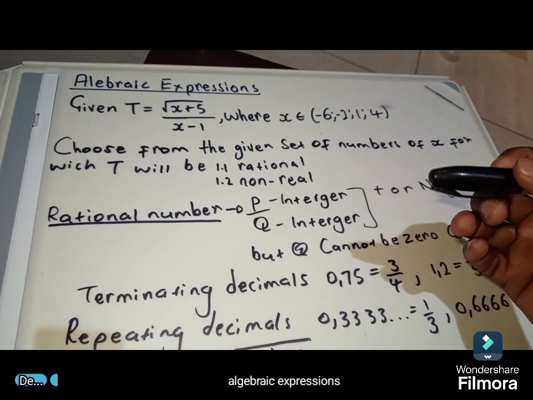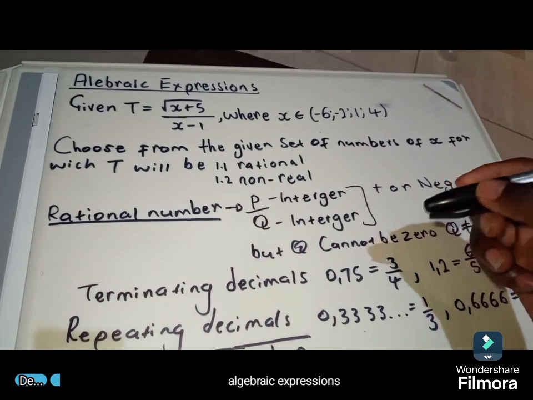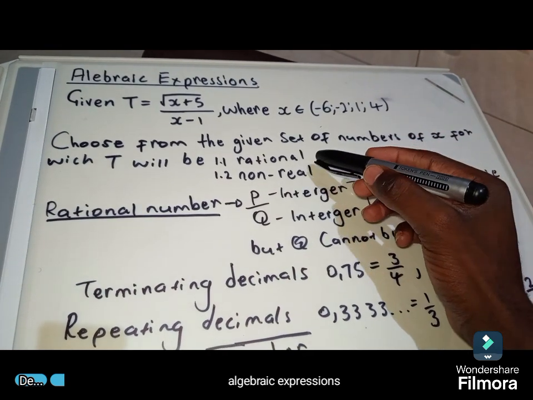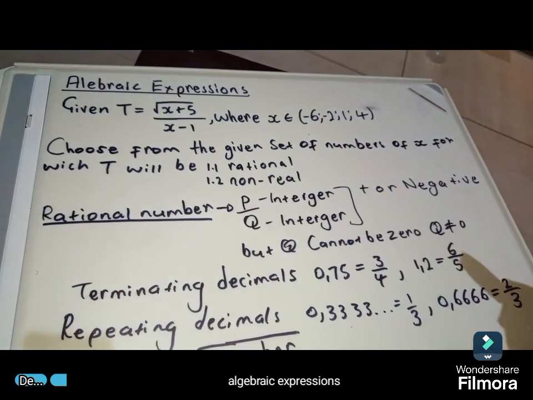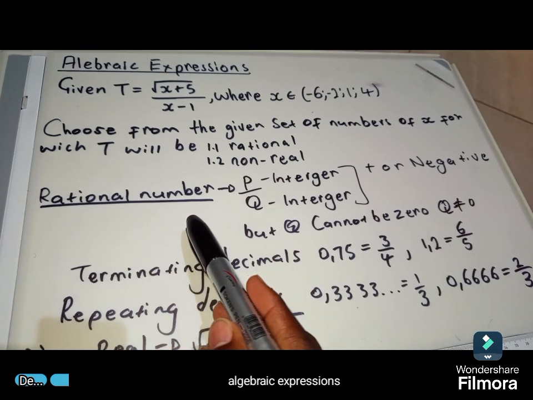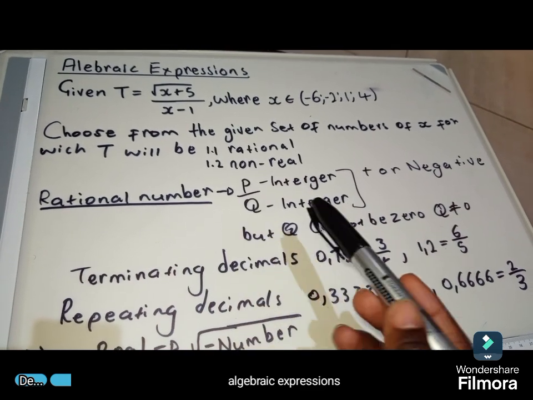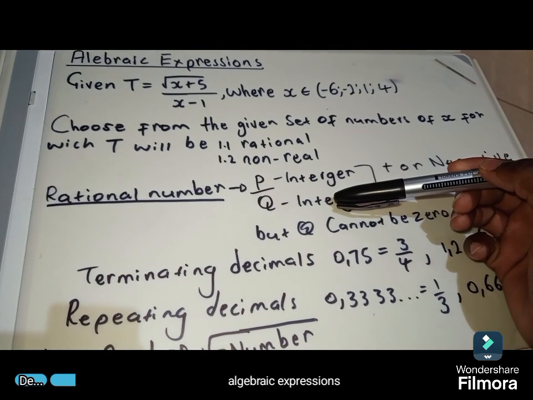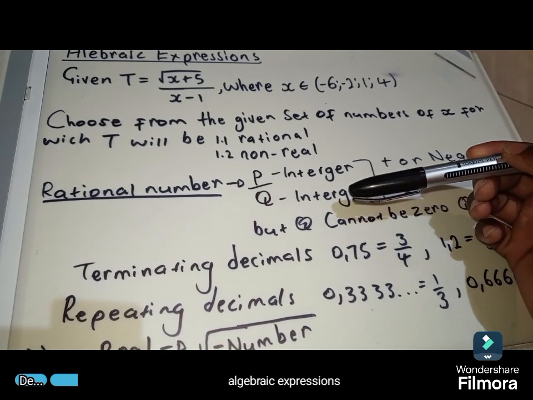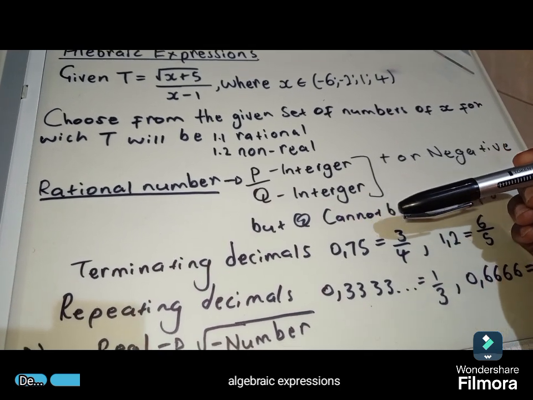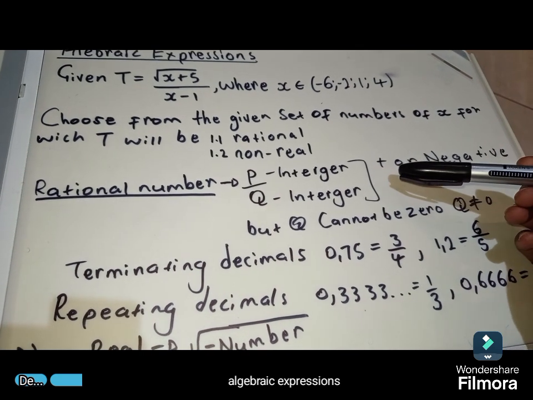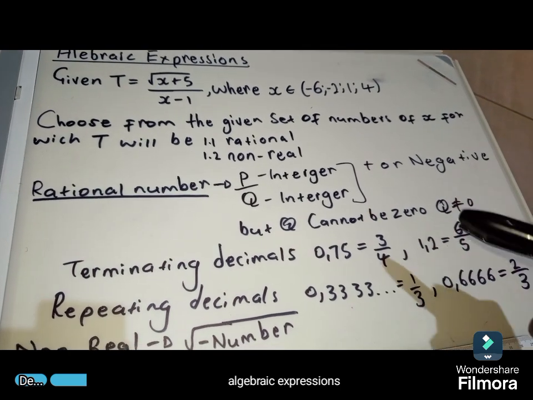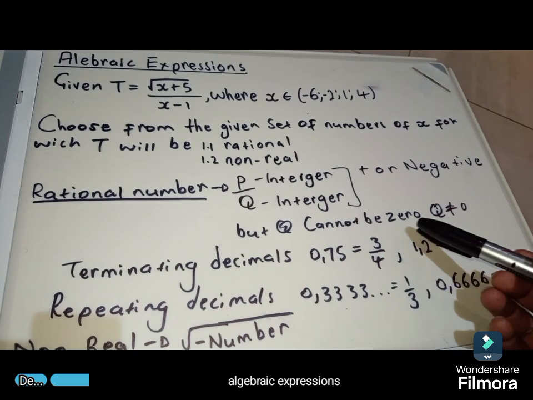So in order for you to solve this problem, what you need to do first is understand what a rational number is. A rational number is a number whereby, for example, if you had a number p and q, they should both be integers. What do we mean by they should both be integers? That means that they can either be positive or negative. But q at the same time cannot be equal to 0.